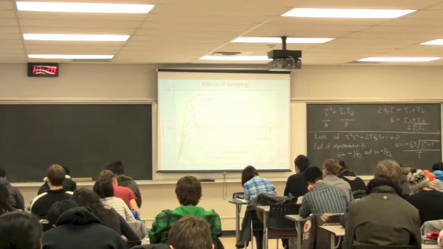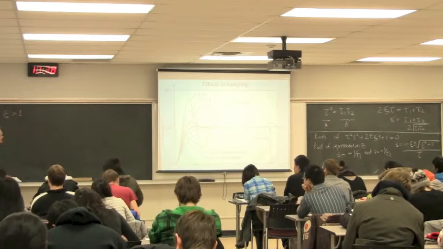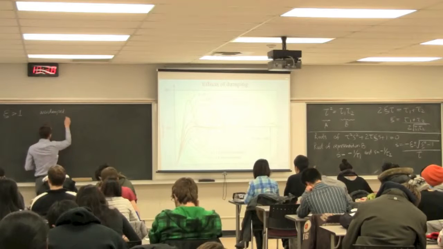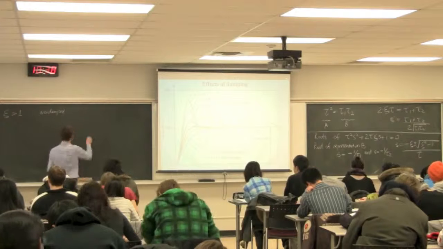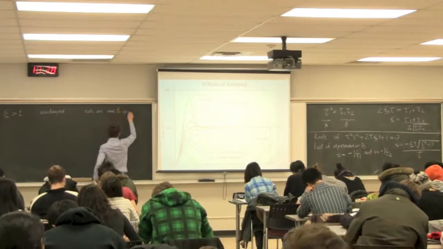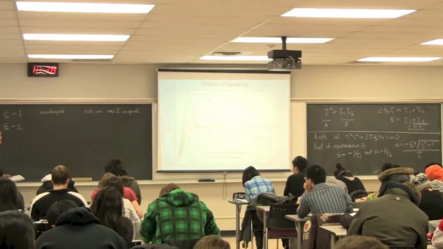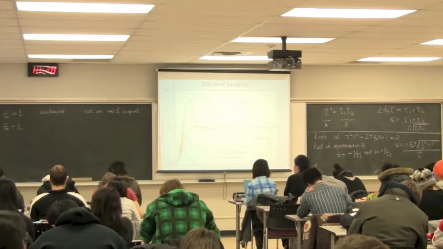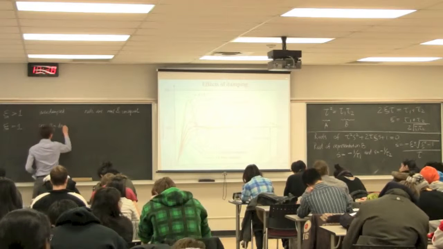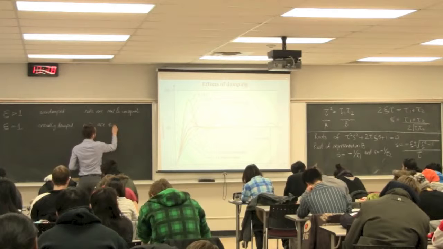If you've already got it, you don't need to write this down. But for those of you that weren't here, when xi is greater than 1, you call the system overdamped. Okay, and it implies the roots are real and unequal. We said that if xi is equal to 1, I'm going to show you an example of how that arises, we call the system critically damped, because the roots are equal, and they are real.